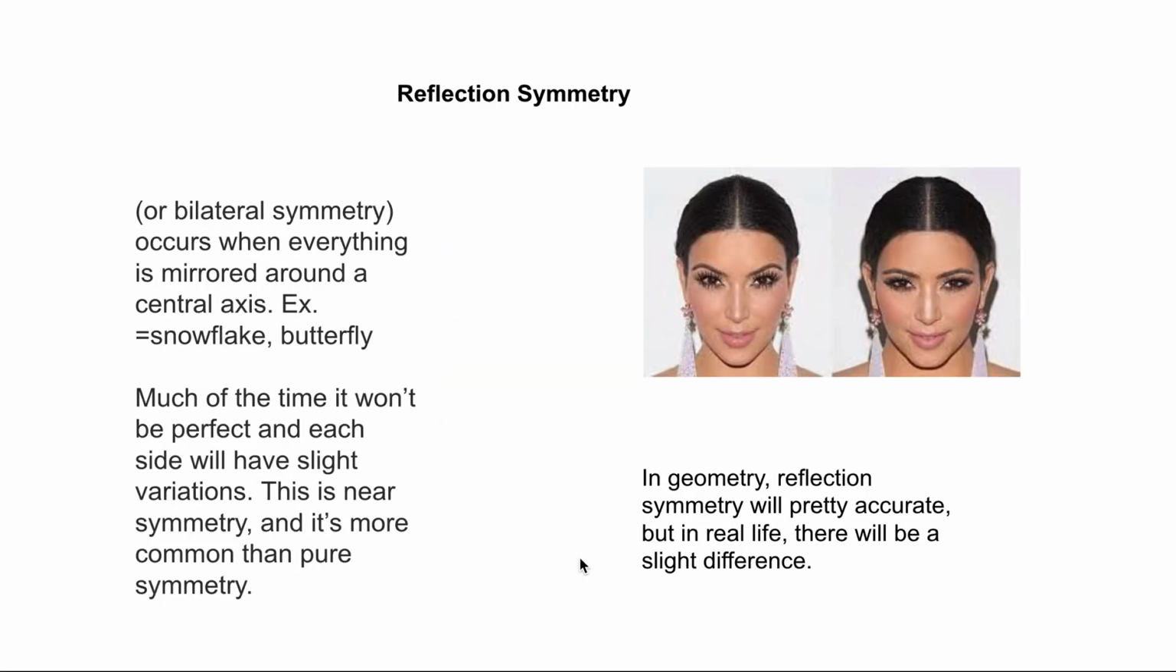Now we have reflection symmetry. This occurs when everything is mirrored around a central axis, such as a snowflake or butterfly. Examples like this show that the reflection symmetry, as we often think, isn't going to be perfect on each side, and it might have slight variations. It's going to be pretty close to each other, but it's not going to be exactly the same on both sides. This is in differentiation of geometry, where, when you're doing math classes, you're going to be seeing reflection symmetry, but the shapes and sizes are often going to be exactly the same.